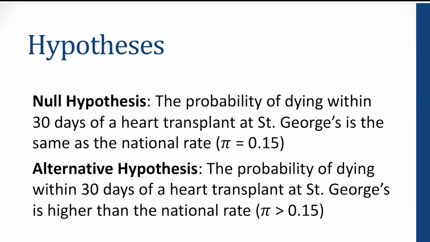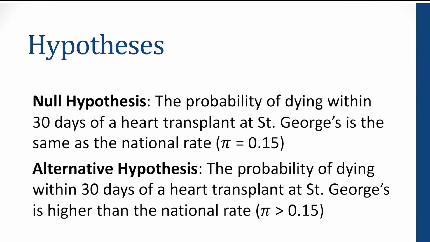So I just want to note a couple things. First of all, our variable is categorical, and so our parameter symbol is pi. You could think of this pi as a long-run proportion of deaths from heart transplant operations. Notice we're not really assuming random chance in this null hypothesis. We're not saying there's a 50-50 chance of dying. We're saying that nationally, about 15% of all heart transplant patients die within 30 days of the operation.